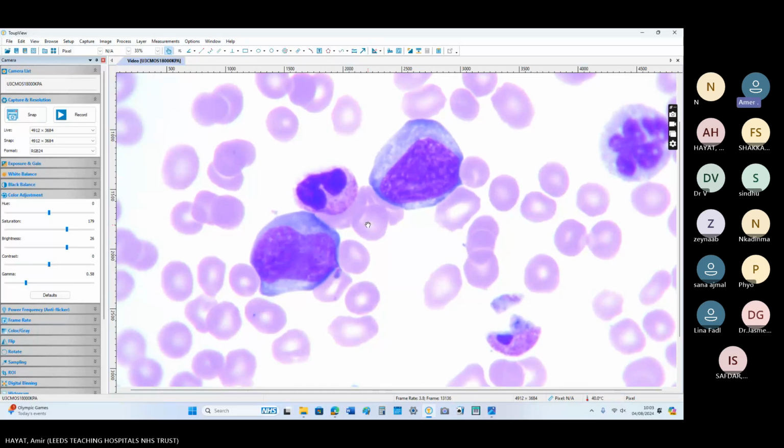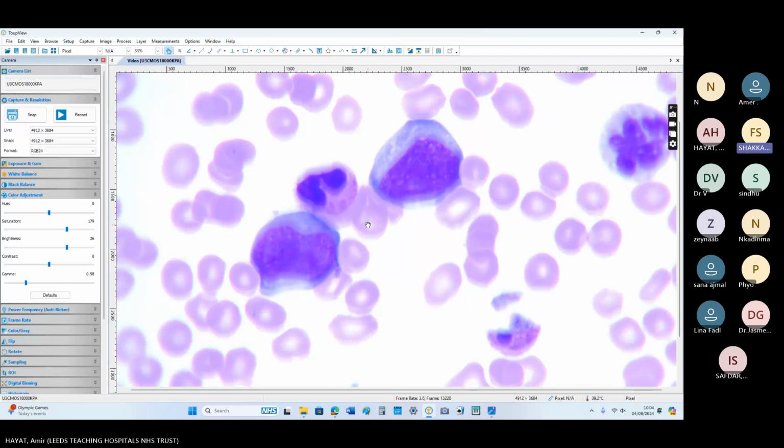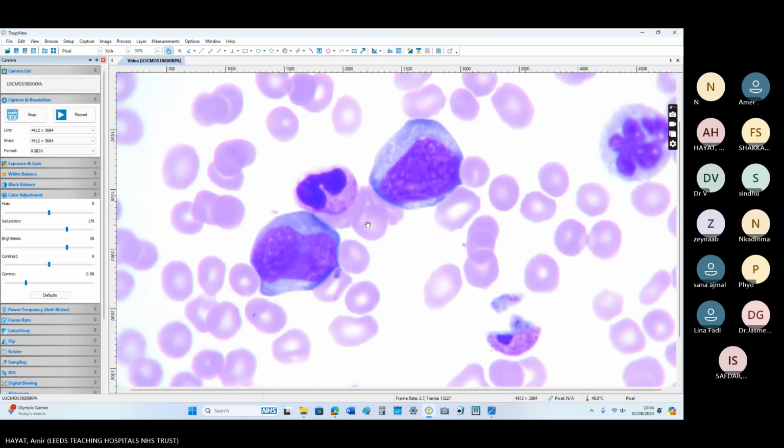So, what will be the further investigations that you would like to do in this patient to confirm the diagnosis? I think I'll first mention routine investigations, U&Es, LFTs, LDH, profile, PLS markers. Then I'll mention imaging, the CT CAP, and then histological diagnosis like a biopsy from the lymph nodes.